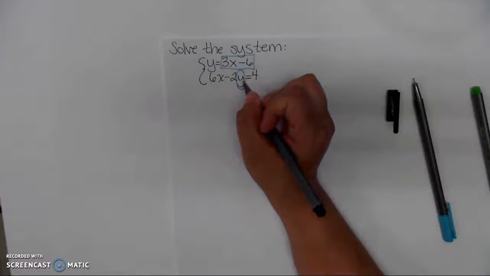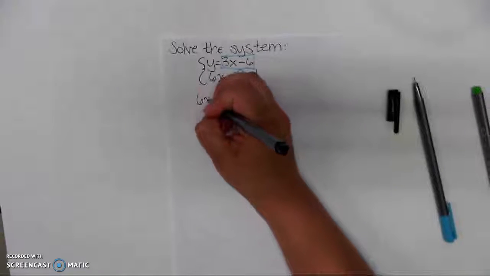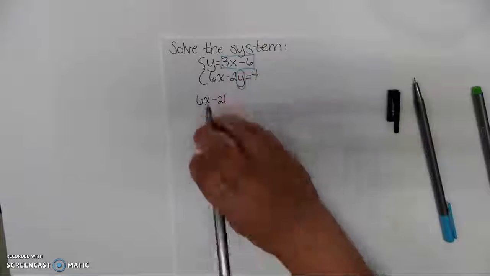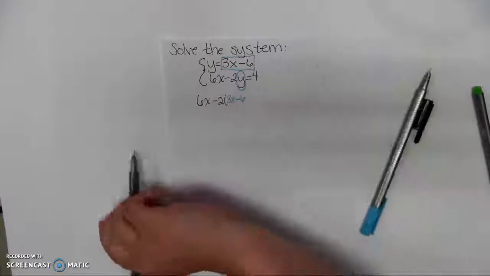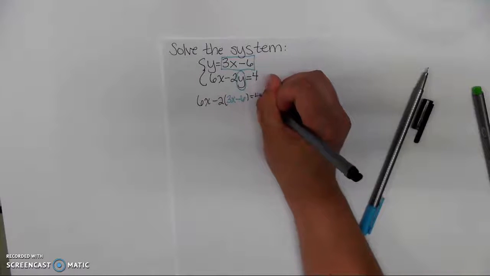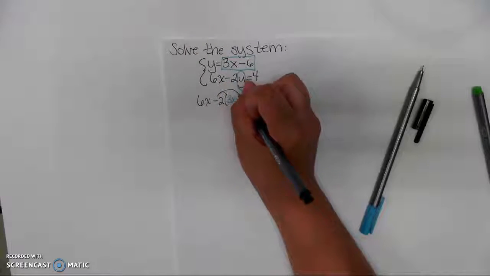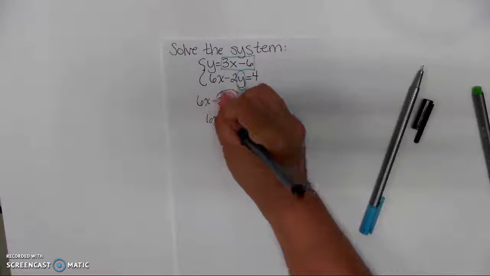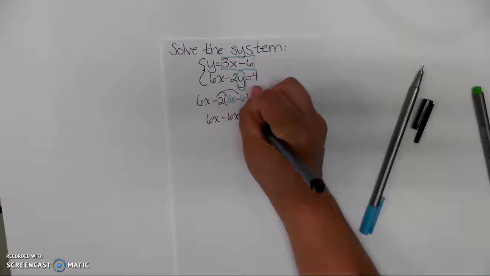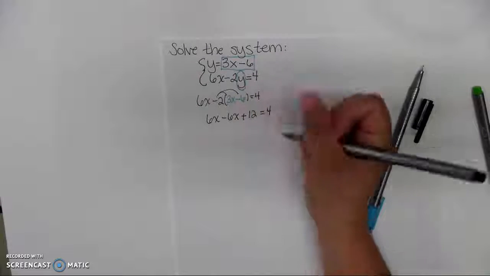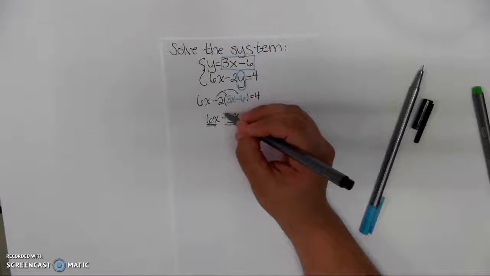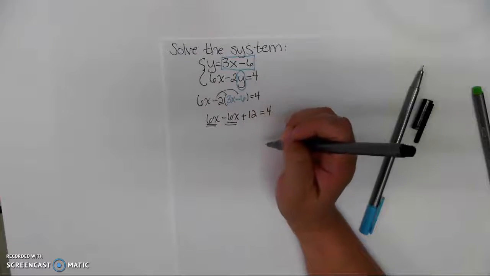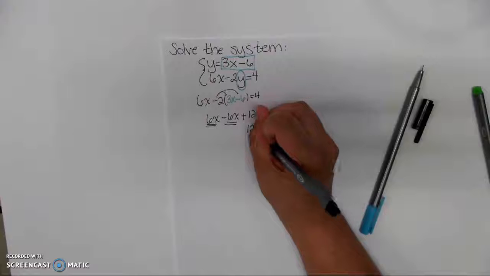All right, so I am taking this 3x minus 6 and I'm plugging it in for y. So I have 6x minus 2, and then in parentheses, I have my 3x minus 6, and that equals 4. So the first thing I'm going to do is distribute that negative 2. So I have negative 6x plus 12 equals 4. Now I solve this by combining like terms. So I have 6x minus 6x, which completely goes away, and I'm left with 12 equals 4.